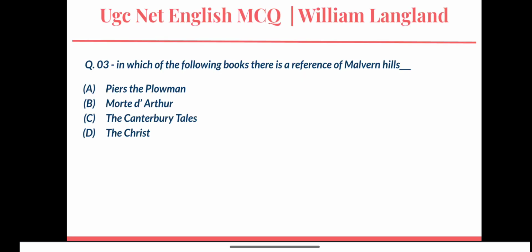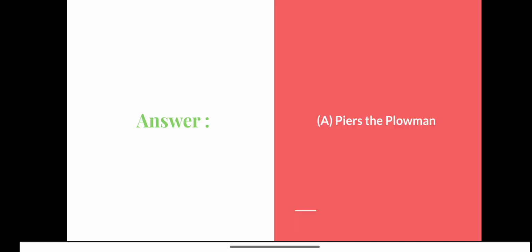Question number 3. In which of the following books is there a reference to Malvern Hills? So there are 4 of these works. All of these works are not of William Langland, of course. And you have to tell me which of the following books refers to Malvern Hills in its text. Option A is Piers the Plowman, option B Morte d'Arthur, option C the Canterbury Tales, or option D the Christ. So the right answer, of course, to this question is option A, Piers the Plowman. A very easy answer. Okay.